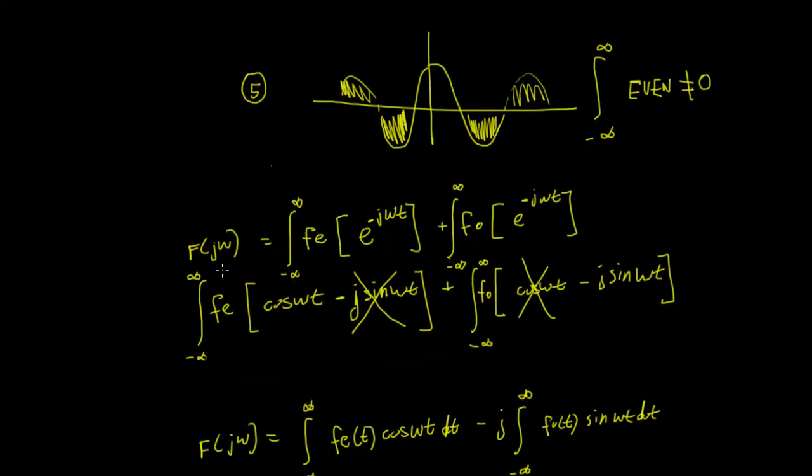So if we look at this thing here, that's going to be an even times an even function, which will give you an even function, so there will be a value there. That's an even times an odd sine omega t, so that's even times odd, which will give you an odd function. So it means that when we integrate that from minus infinity to infinity we'll get 0, so we'll cancel that one out.